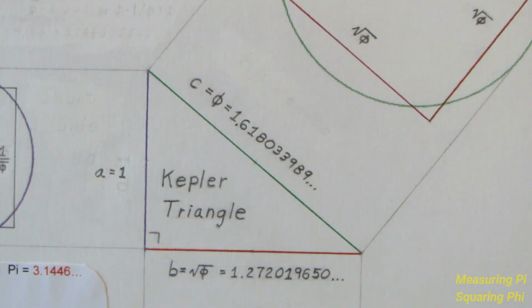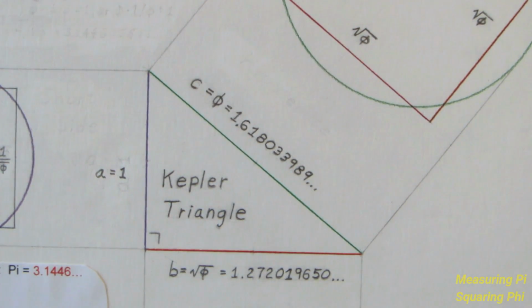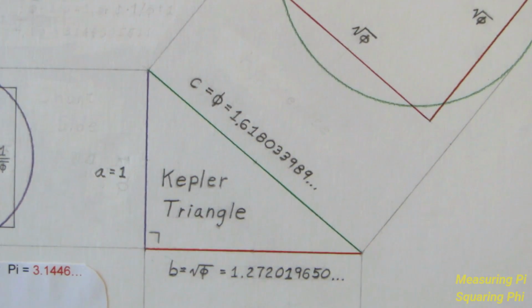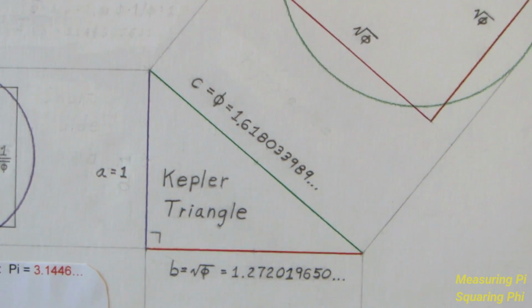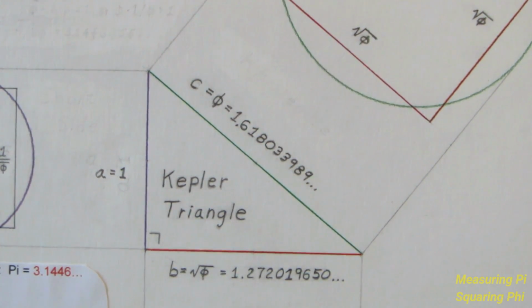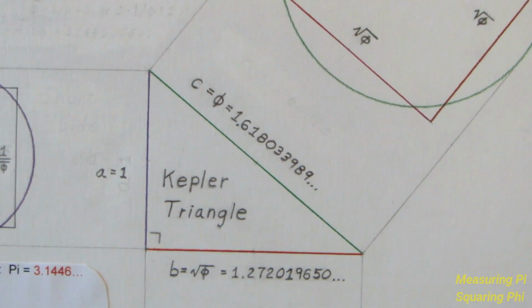So looking at the Kepler triangle here, we notice that the hypotenuse is phi, the next largest side is the square root of phi, and the smallest side is 1. Of course, Kepler's triangle follows the standard Pythagorean theorem, where the square of the hypotenuse equals the sum of the squares of the sides. So c squared equals a squared plus b squared.